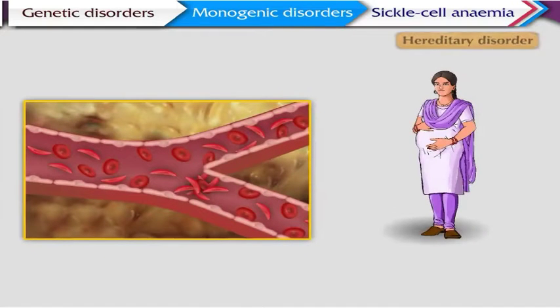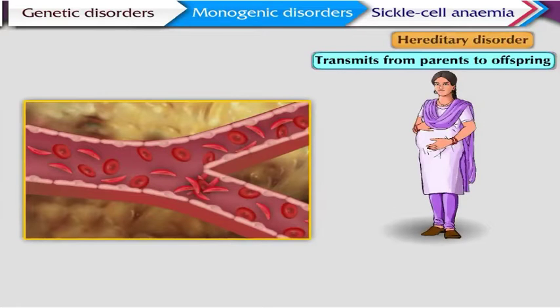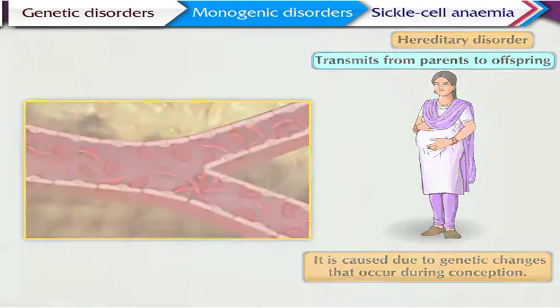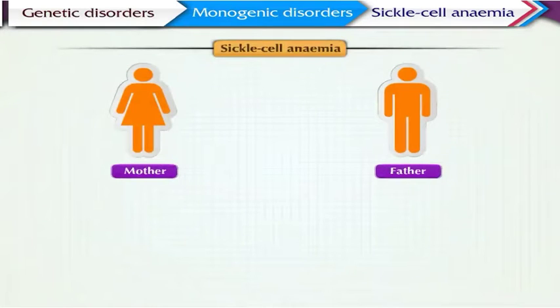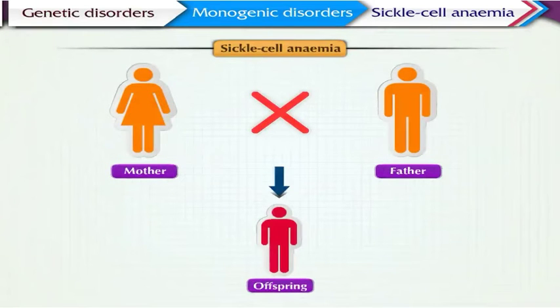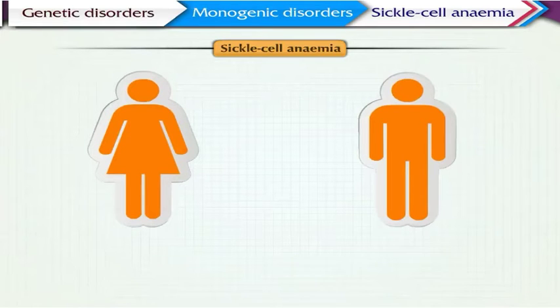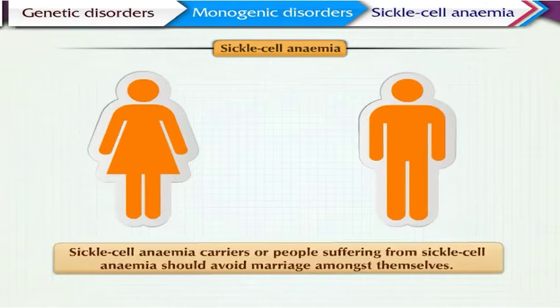This disorder is hereditary, which means it transmits from parents to offspring. It is caused due to genetic changes that occur during conception. If both the parents are suffering from sickle cell anemia or are carriers, then their children will get this disease. Thus, sickle cell anemia carriers or people suffering from sickle cell anemia should avoid marriage amongst themselves.